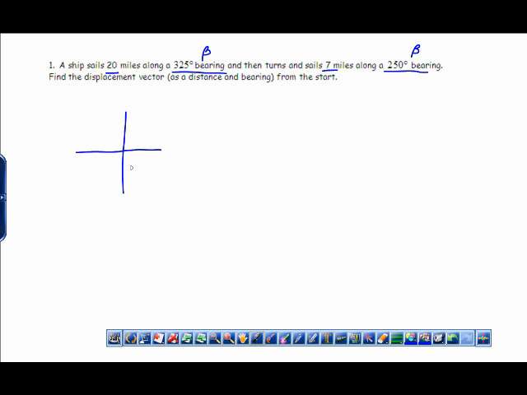325 degrees would be almost all the way around. Remember, with bearings, you start at north, and so it would look something like this, and then here we'd have 20 miles. Okay, and then from here, you would have a 250 degree bearing. South would be 180 degrees. And so, because the bearing isn't from where you're at, it's always from north, it puts you about where we would be in the third quadrant.